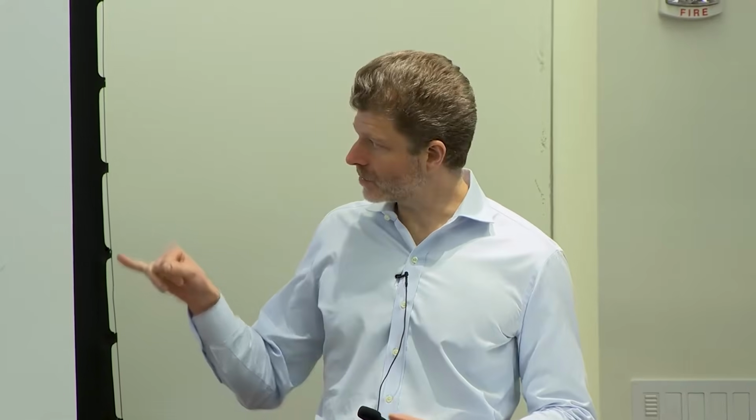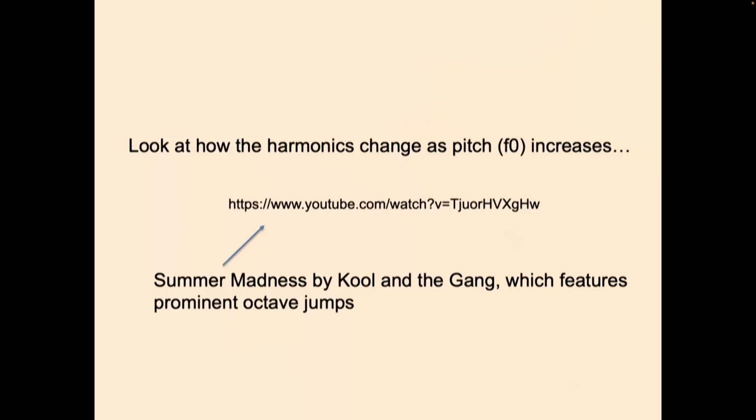I was just playing you an excerpt of a tune called Summer Madness by Kool and the Gang. I always like showing this when we talk about pitch because it has these very prominent octave jumps. An octave is a ratio of 2. When you have 2 notes that are separated by an octave, that means that the fundamental frequency differs by a factor of 2. And then you can see all of the harmonics kind of stretch. We can look at that one more time.